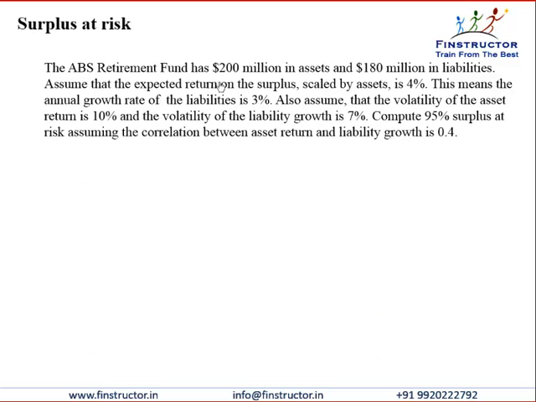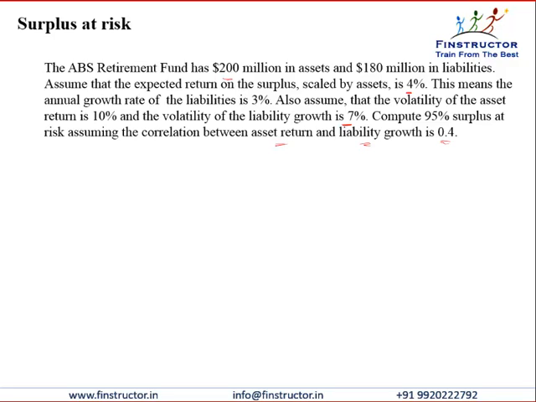The ABS retirement fund has $200 million in assets and $180 million in liabilities. Assume that the expected return on the surplus is 4%. This means that the annual growth rate of the liabilities is 3%. Also assume that the volatility of the asset is 10% and the volatility of the liability growth is 7%. Compute the 95% surplus at risk, assuming the correlation between the asset return and the liability growth is 0.4.